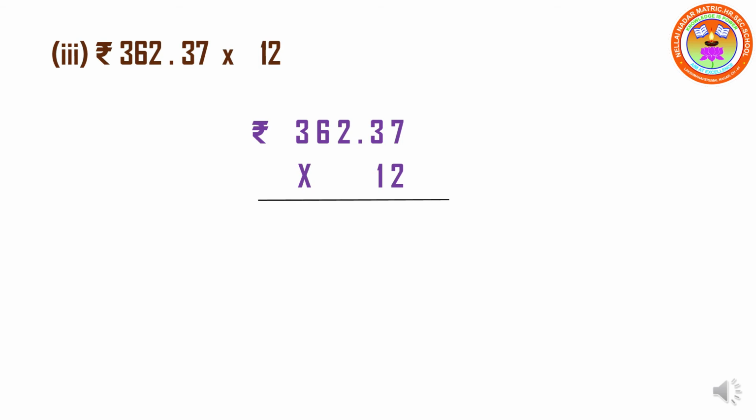7 into 2. 7 2s are 14. So 4 I have written down. 1 is a carryover. Next 3 2s are 6. 6 plus 1, 7. Next we have to multiply 2 into 2. 2 2s are 4. Next 6 into 2. 6 2s are 12. So 2 down and 1 above. Next 3 into 2. What is 3 2s? 6. 6 plus 1 is 7.